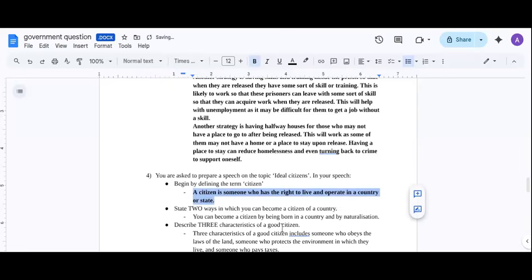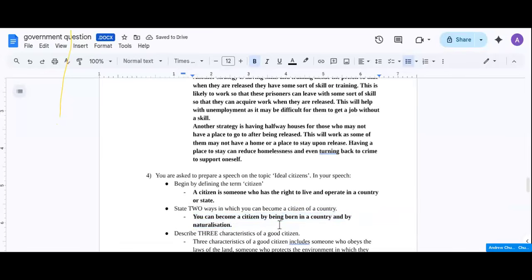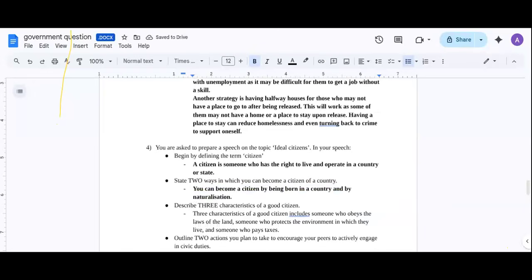The next question says to state two ways in which you can become a citizen of a country. So after you say in a country or state, one can become a citizen in a country by either being born in the country or by naturalization, which is through marriage to a citizen or your parents, one or both parents, are citizens of the country.